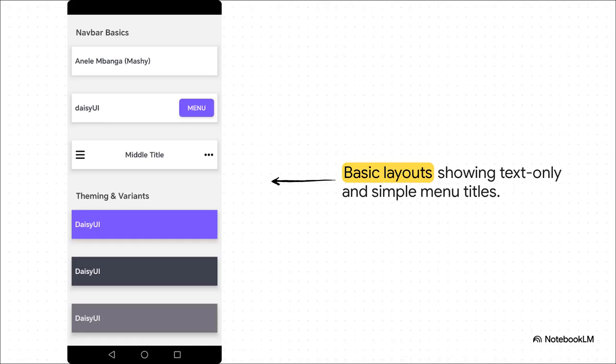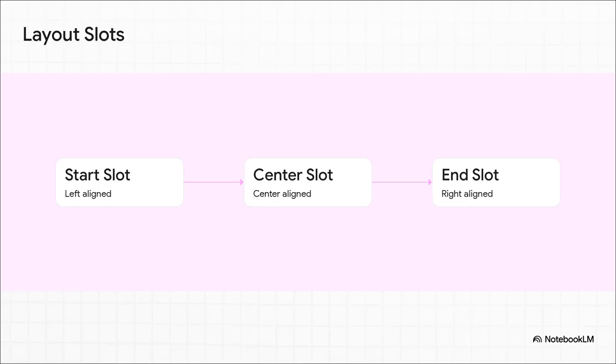Starting with the basics, it's just effortless to set up a clean, minimal title using your standard designer properties. Whether you just want a sleek, text-only title, like a user's name, or you want a title with a classic menu button, the component handles all the alignment flawlessly, right out of the box. No tinkering required.